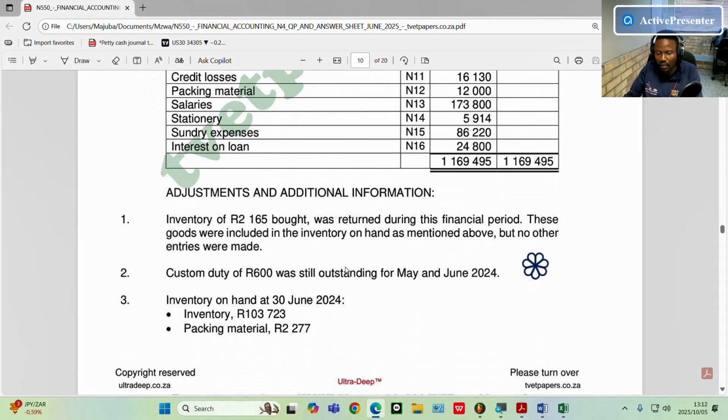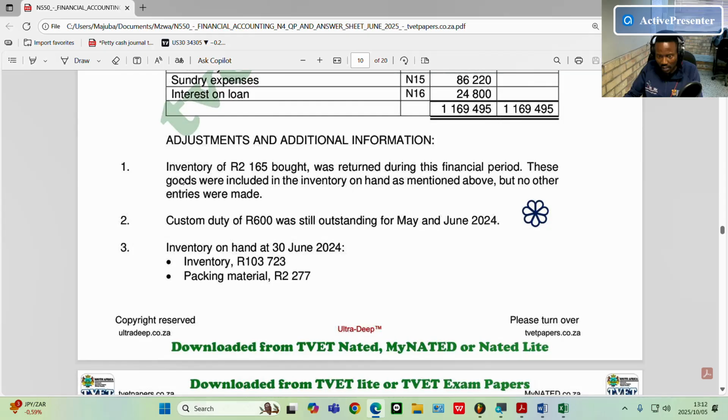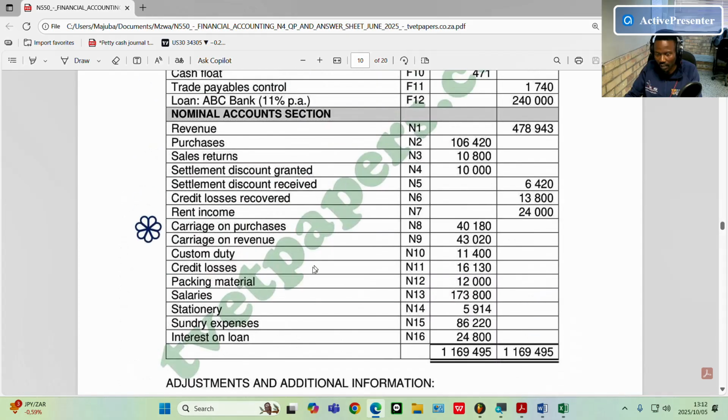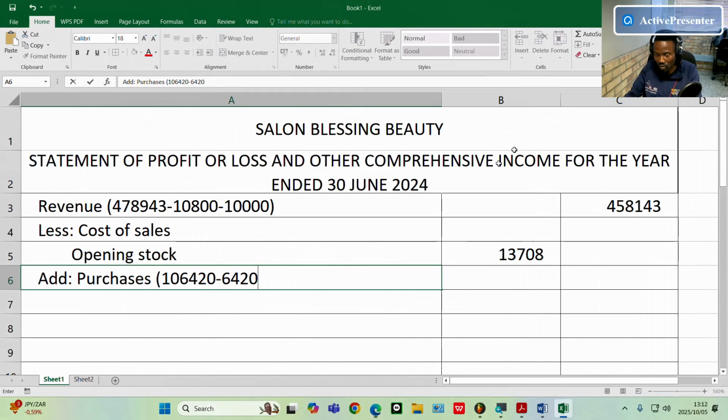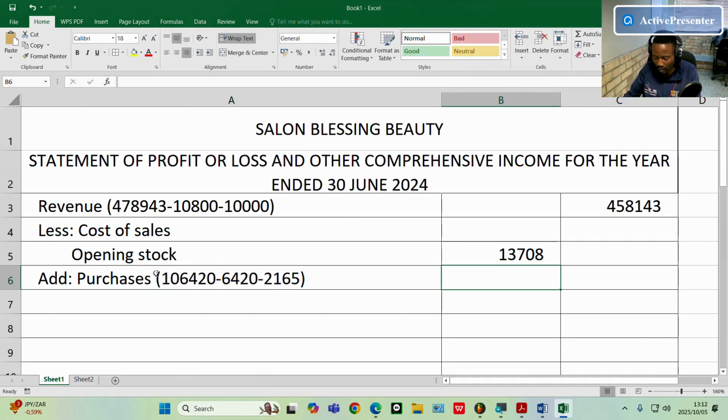Right, I did see an adjustment. The first one says inventory of 2,165 bought was returned during this financial period. These goods were included in the inventory on hand as mentioned above, but no other entries were made. So I think we need to less this 2,165, and that should be our purchases.